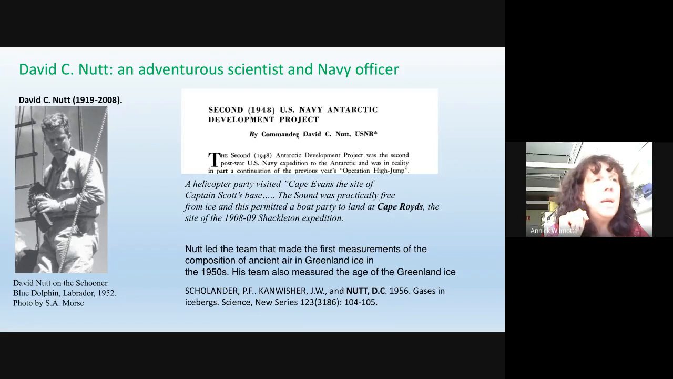So this is a paper by Schollander et al. in 1956. And in fact, they are the fathers of the modern studies of air bubbles in ice cores. And his team also measured the age of Greenland ice. So this David Nutt died in 2008 after a long life.